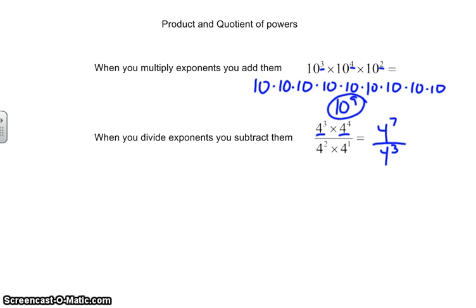Well, now that I'm dividing, I need to subtract the exponents. So 4 to the 7th over 4 to the 3rd, I just got to go 7 minus 3 is 4. So it would be 4 to the 4th. And if I know what 4 to the 4th is, that's 256. That's one of your speed numbers, so hopefully we do know that.